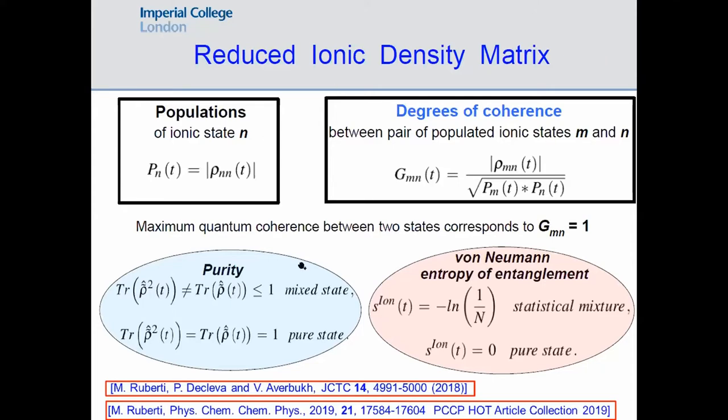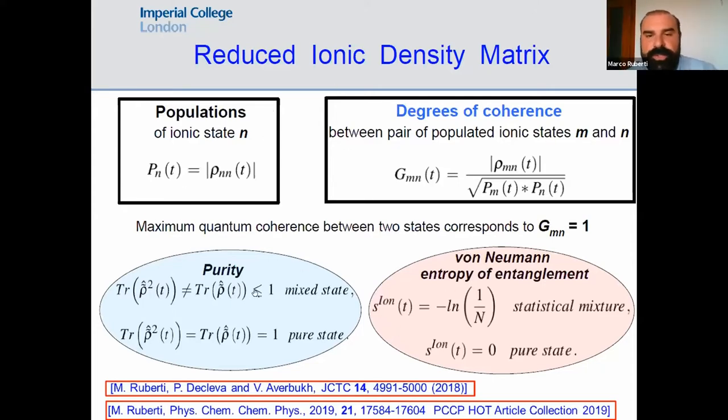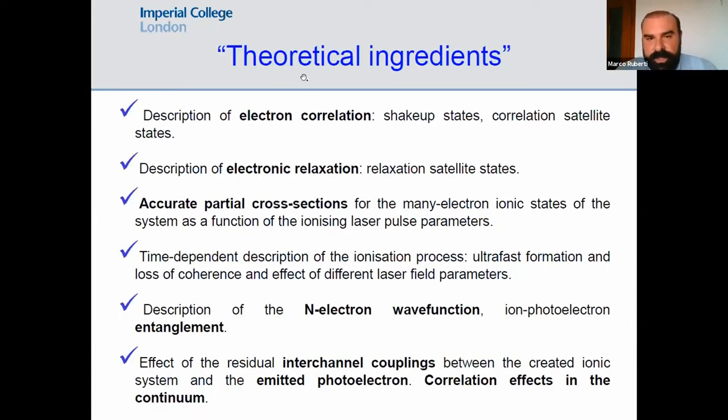So these are theoretical tools that allow one to understand the dynamics of the coherence in the system. And so just to summarize the theoretical ingredients that enter the simulation. We have a description of electron correlation, for instance, inclusion of the shake-up states and of the electron relaxation; relaxation satellite states are also included. We have an accurate modeling of partial cross-sections for all the electronic states of the ion as a function of the ionizing laser parameters.